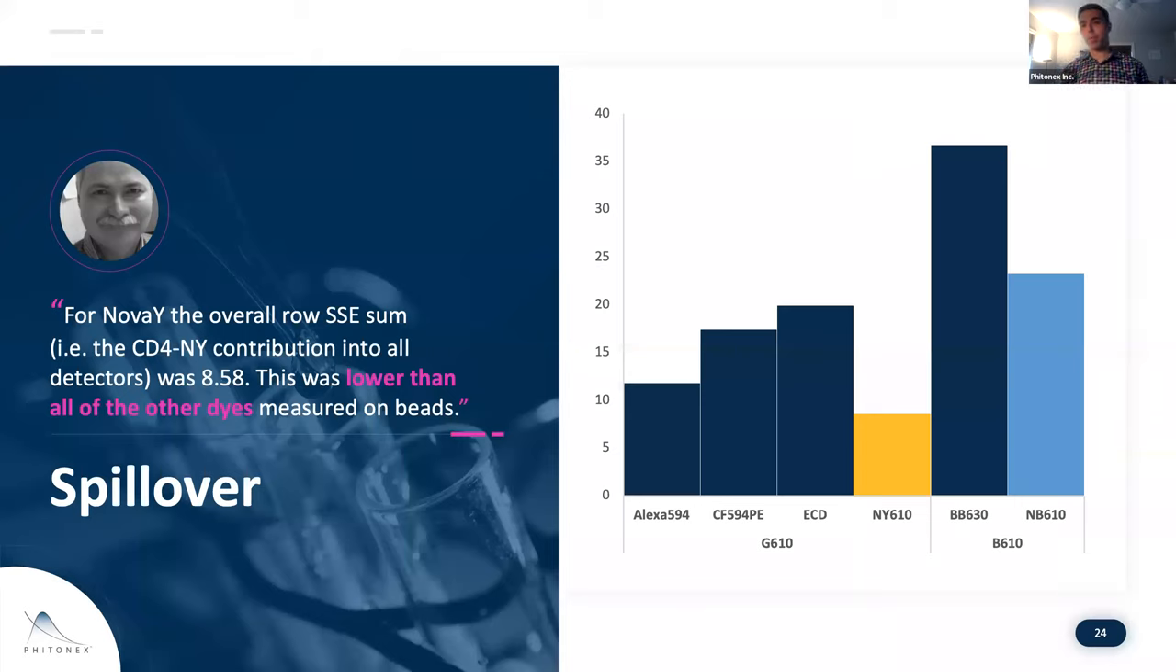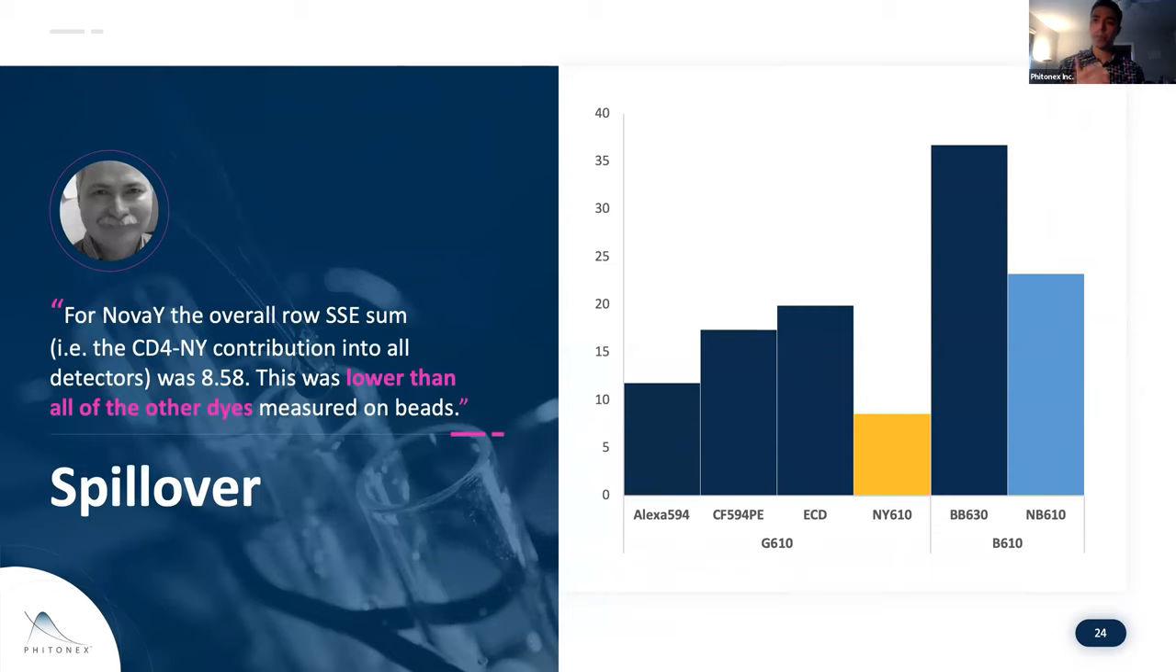But another really important piece, and I'm just showing the values for the apples to apples here, is that when you look at this Nova Yellow dye, the spillover spreading error was lower than every other label that was measured on bead. So of all the other 30 labels that I showed you, it had the best spectral spillover performance. So it's brighter than those currently commercially available labels that are in channel, and it's got better spillover spreading performance across the entire cytometer, right?